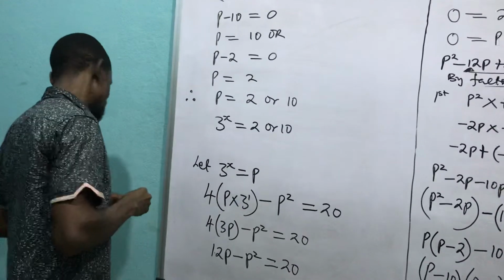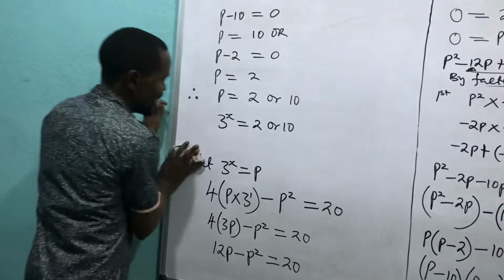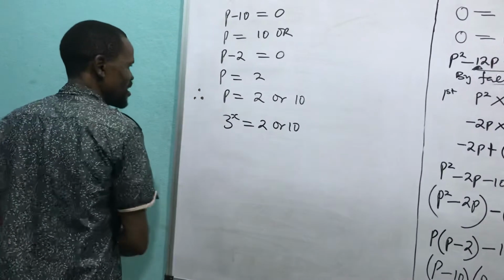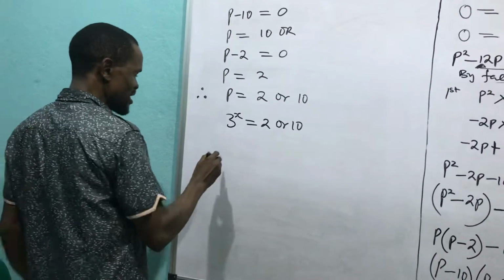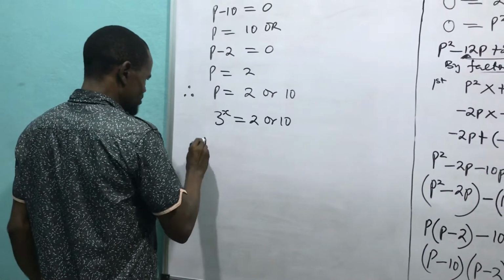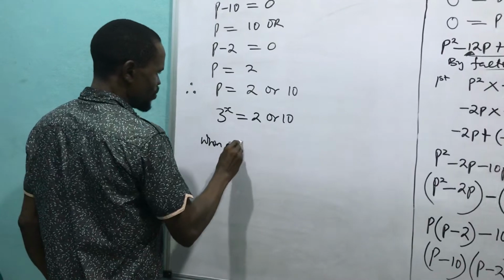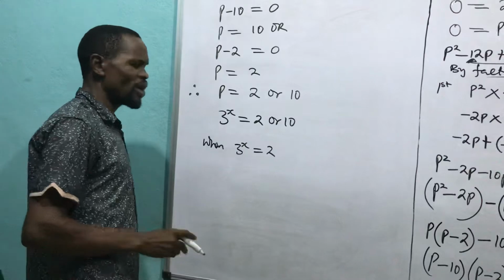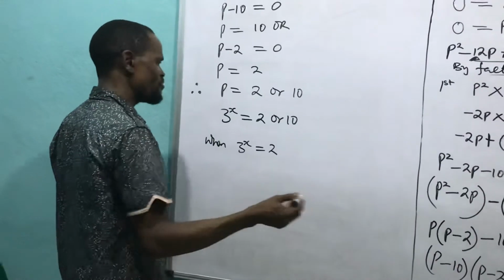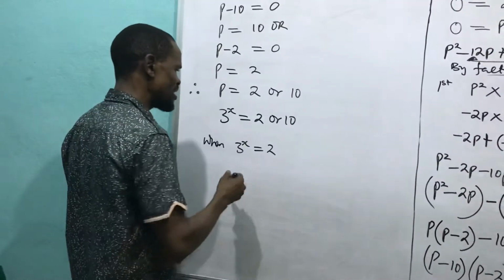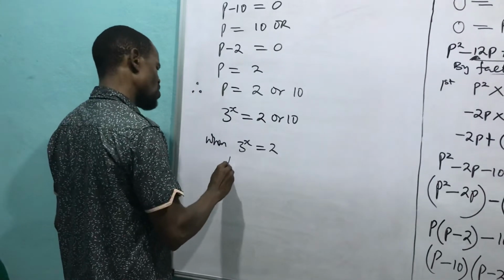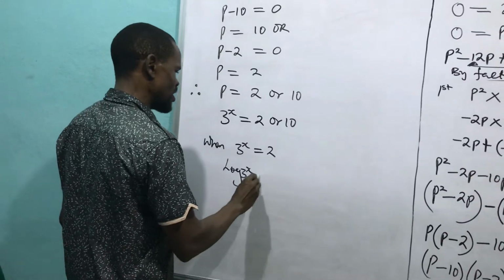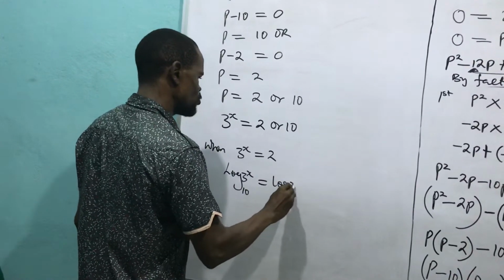Are you following me? Is equal to 2 or 10. Then, for me to solve this, I have to take them one after the other. When 3 raised to the power X is equal to 2, can I make this have the same base? No, I can't make them the same base. Therefore, I take common log of both sides. Taking common log of both sides, I will say log of 3 raised to the power X base 10 equals log of 2 base 10.